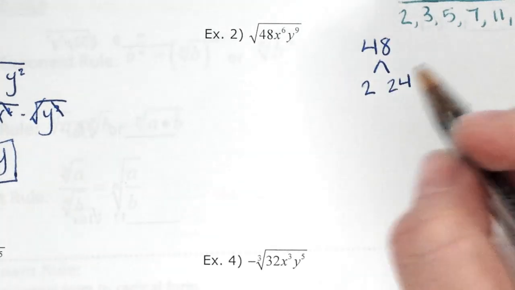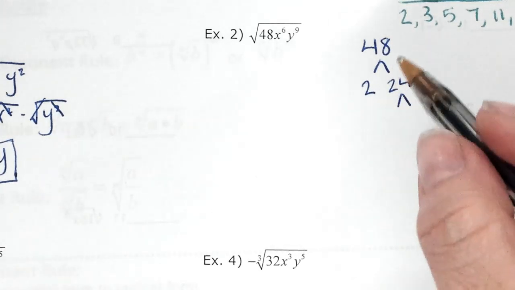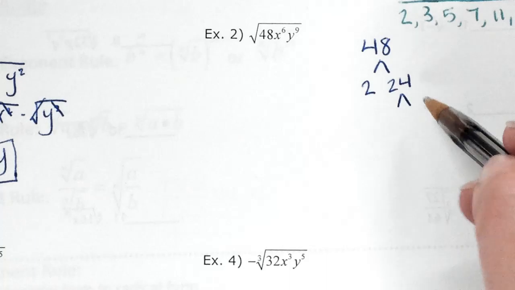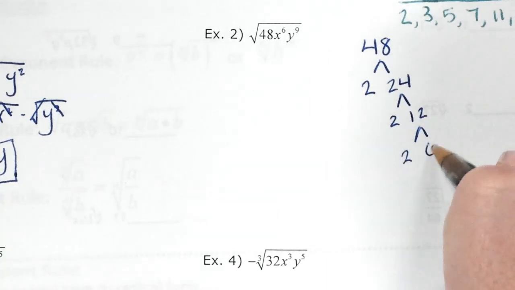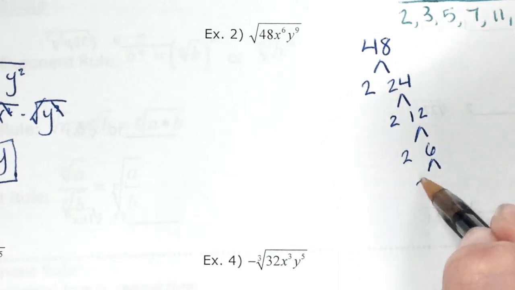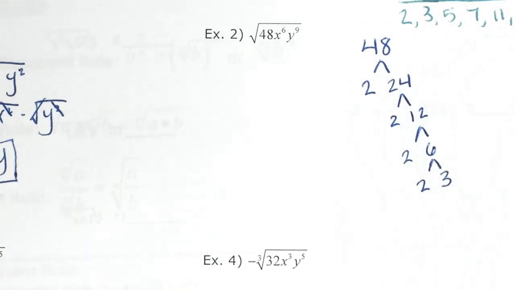24. Yeah, with 2s, the nice thing is you're really just cutting it in half. Now, if you didn't know that, could you have just done 48 divided by 2? Yes, 24 divided by 2 is 12. 2 goes into 12 6 times. 2 goes into 6 3 times. Now, is 3 prime? Yes, once I get to a prime number, I'm done. Okay, that's my prime factor tree.